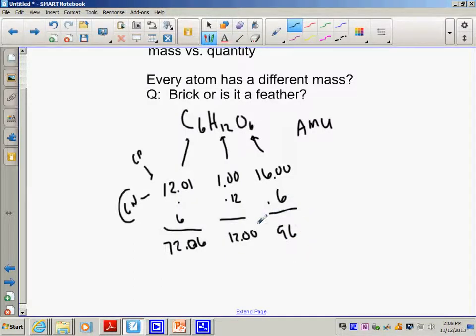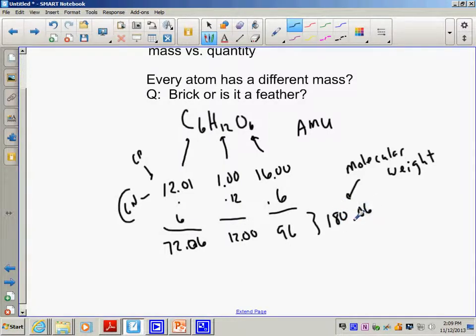So if we have one whole molecule of this thing, it's going to weigh 180.06. This is often referred to as its molecular weight. Okay, that's how much one molecule weighs.